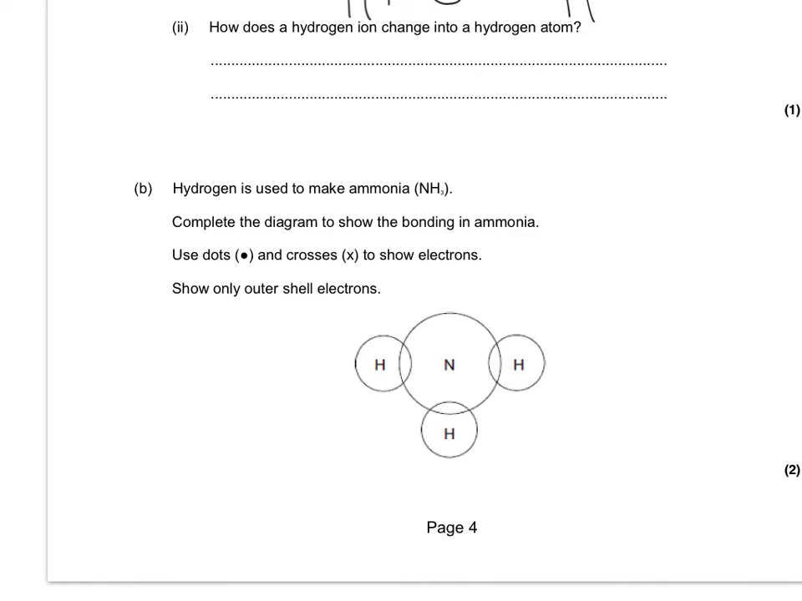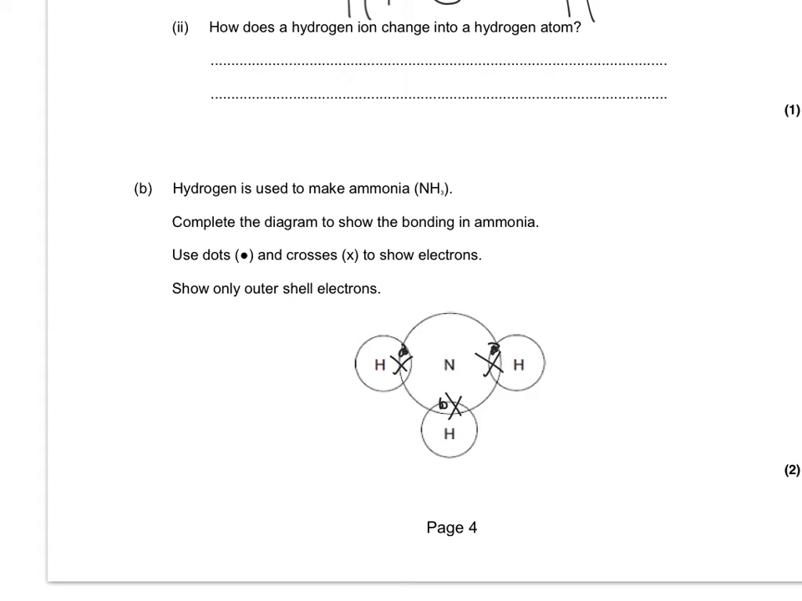This one here, it says use dots and crosses to show electrons. So if we say that the dots are going to be for the hydrogen electrons, so we've got a dot here, a dot here, and a dot here. So 3 dots, 1 for each hydrogen electron. And then your nitrogen is actually in group 5, so that means it has 5 electrons in its outer shell. So 1 is in a pair here, 2nd is in a pair here, 3rd is in a pair here. That's your 3 bonds between nitrogen and hydrogen.